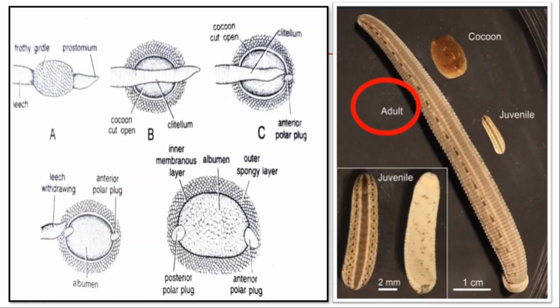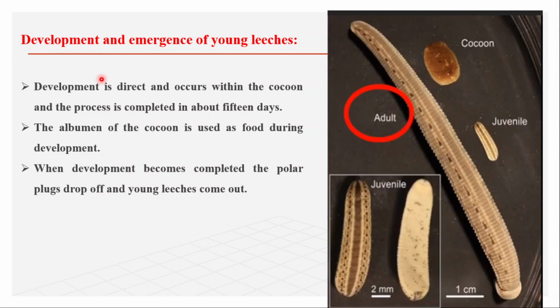Development and emergence of young leeches. Development is direct and occurs within the cocoon, and the process is completed in about 15 days. I previously told you that it took place in about 15 days. The incubation period of complete development of juvenile or adult leech is 15 days. The albumin of the cocoon is used as food during development. When the development is completed, the polar plugs drop off, and the young leeches come out.